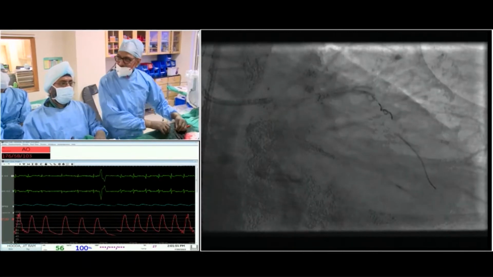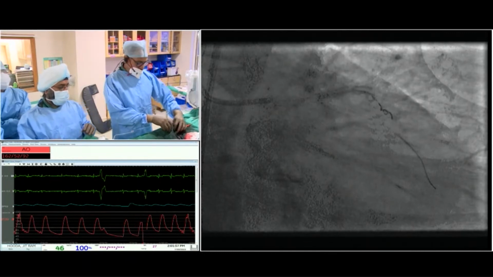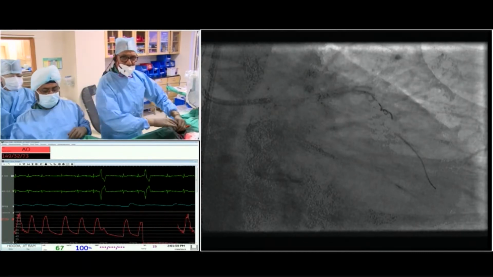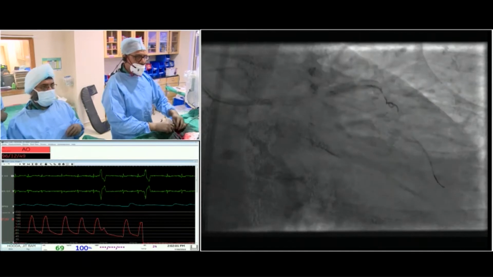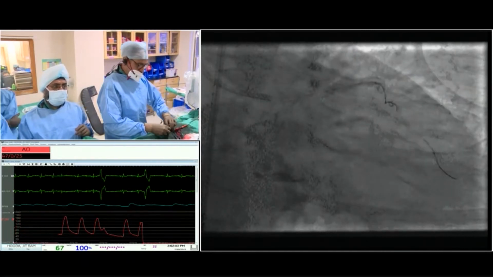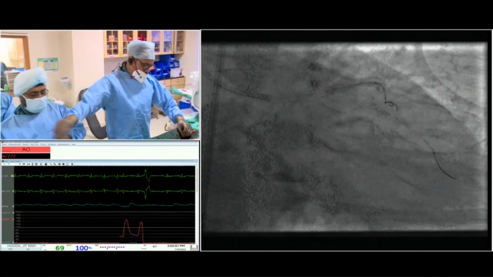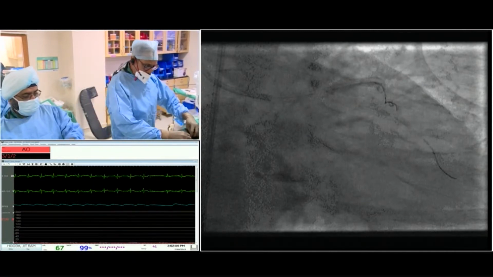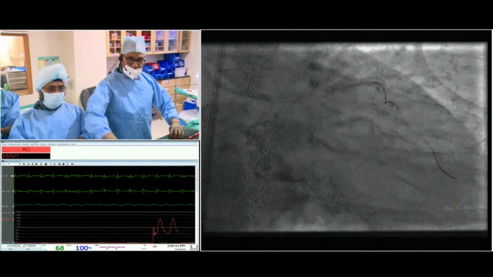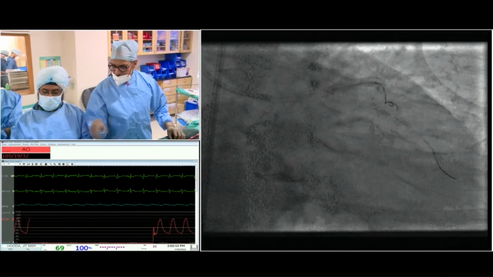Give me another one, semi-compliant 2.0. So this is nicely opened now. After this, I'll do a repot on the left main, and I'm done with this case thereafter. One more, 2 millimeter.